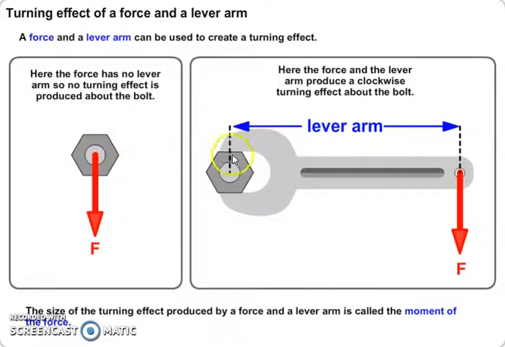So what you will do is use the spanner supplied and grab it at one end, and the other end of the spanner, you will turn it. So you apply a force at the other end, and thereby you create this thing called a lever arm. So this one you actually have a maximum turning effect.